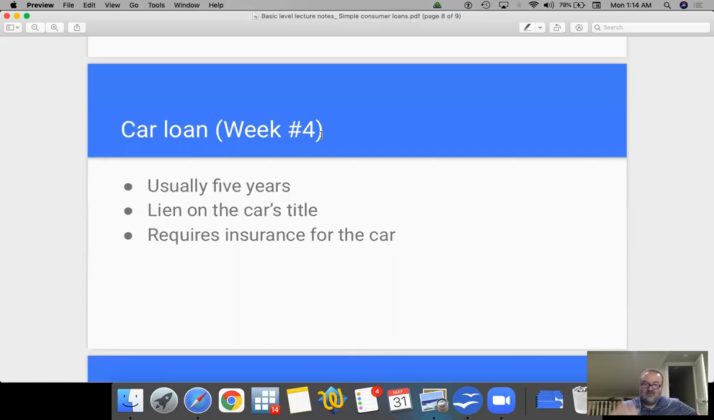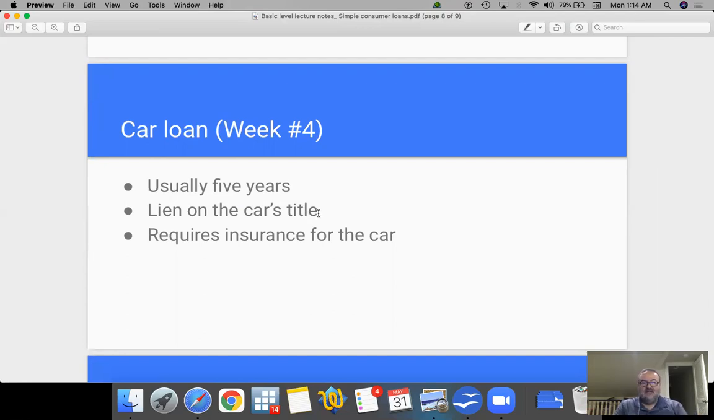We're going to talk about the car loans next week, but just as an introduction, because they're part of the consumer loans. Car loans are usually about 5 years, although you can actually get it for RVs and bigger vehicles, up to 10 years. They usually put a lien on the car's title.